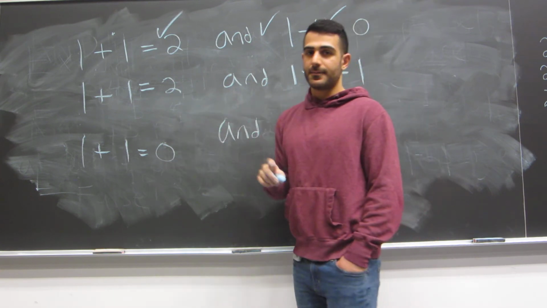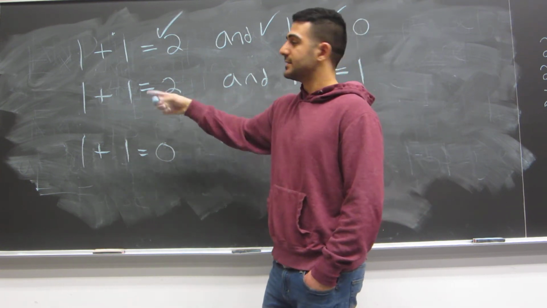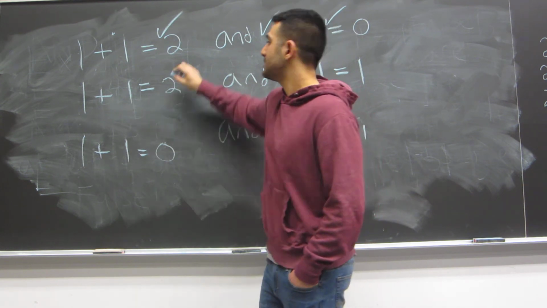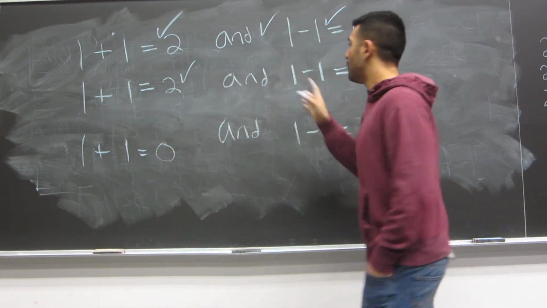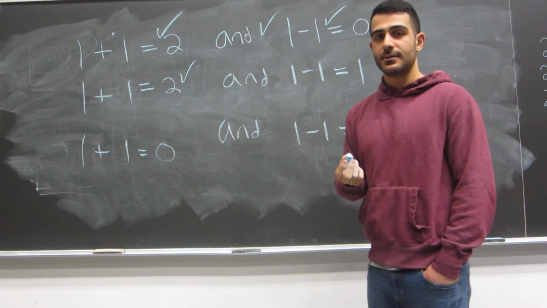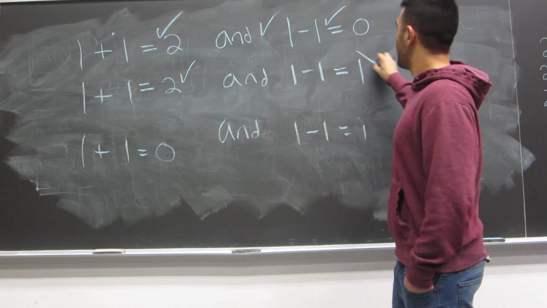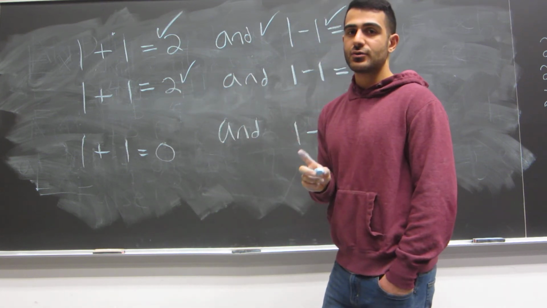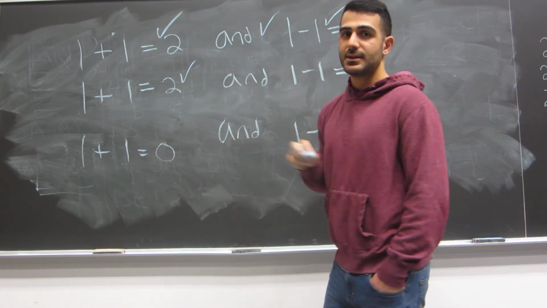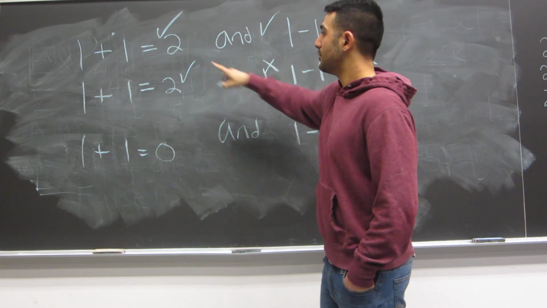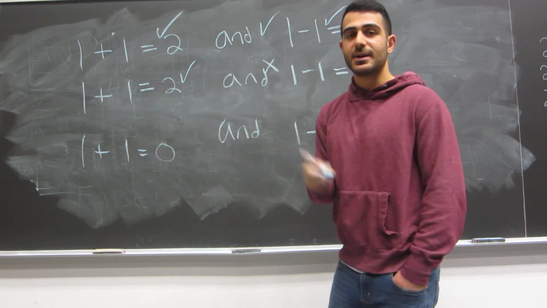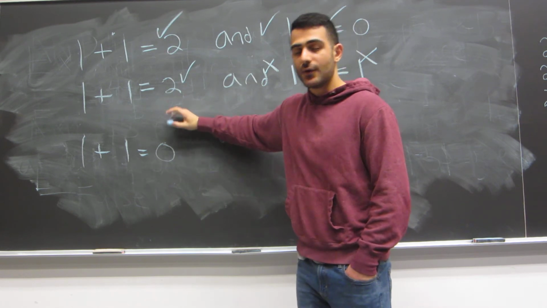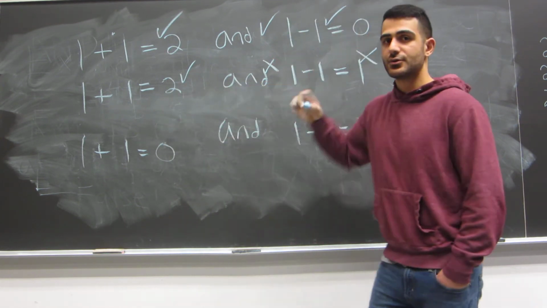Let's do the next example. 1 plus 1 equals 2. That is true. And 1 minus 1 equals 1. That's not true. So since both parts are not true, this AND statement is not true. Before, the AND statement was true because both parts were true. And in this case, the AND statement is false because both parts are not true.